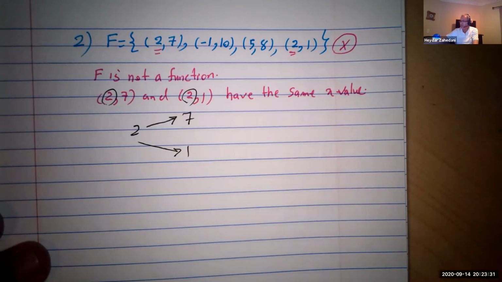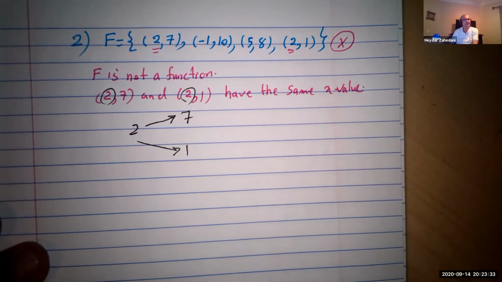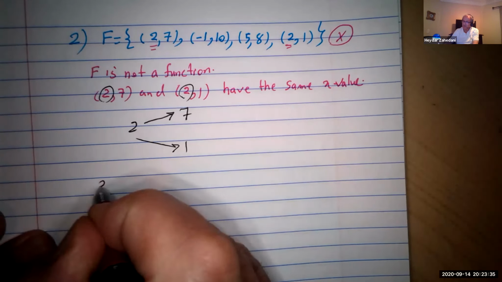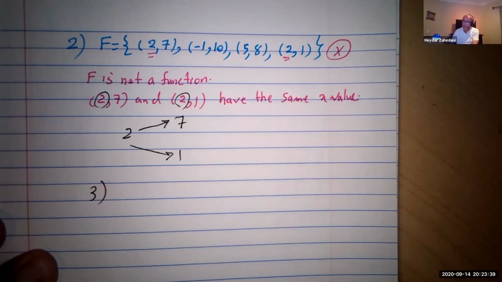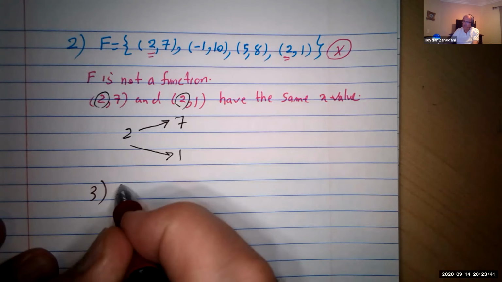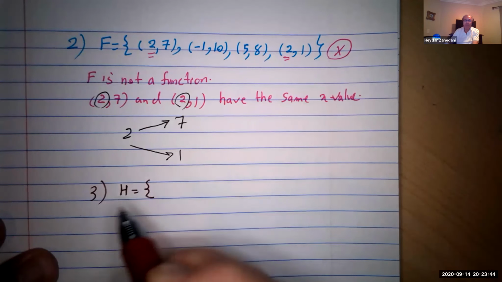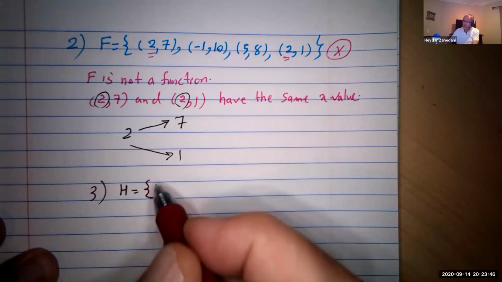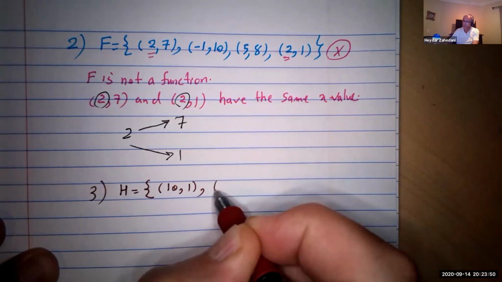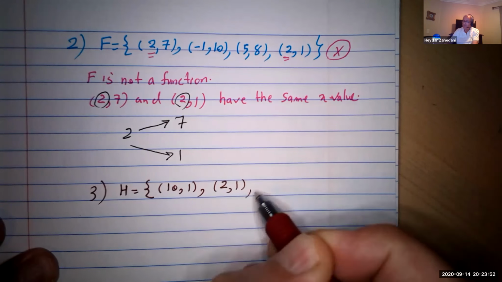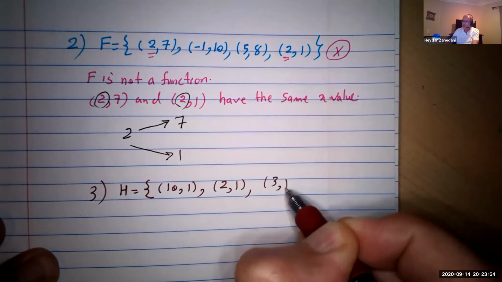We should give another one. This next one is special. We use it from time to time, so I want to make sure you don't miss it. Okay, this is it. Call it H. And H is going to be equal to (10, 1), (2, 1), and (3, 1).